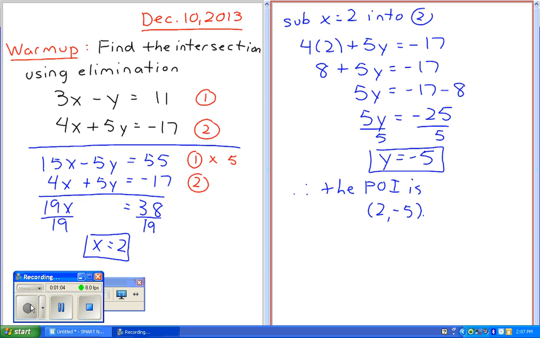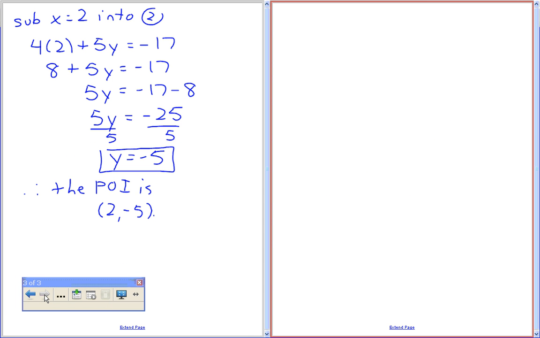Let's move on to the actual lesson. This is going to be called Elimination Part 2, I guess we'll call it. Remember that you want to cancel one variable.